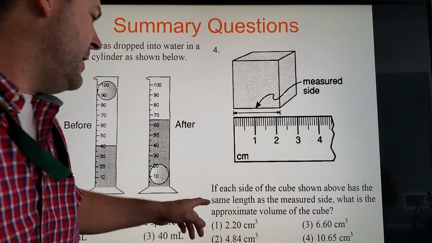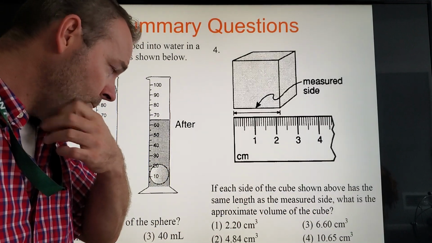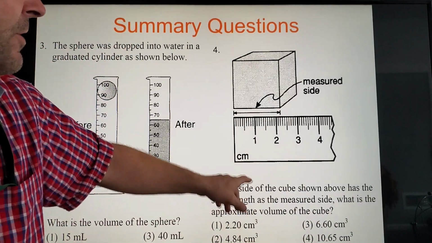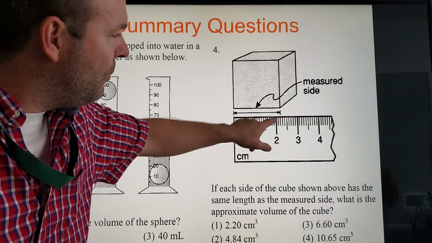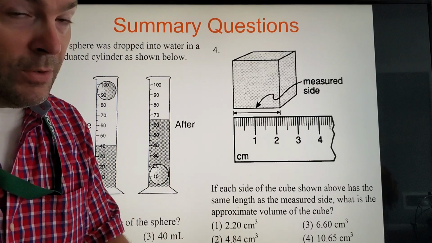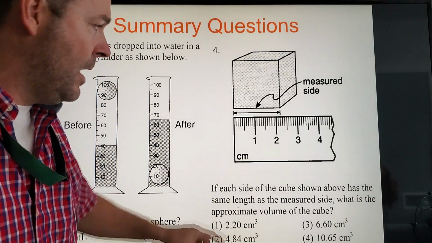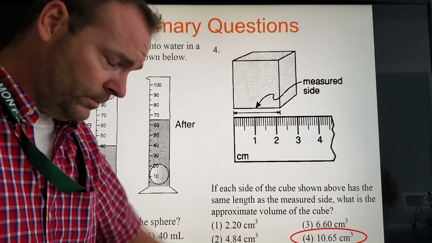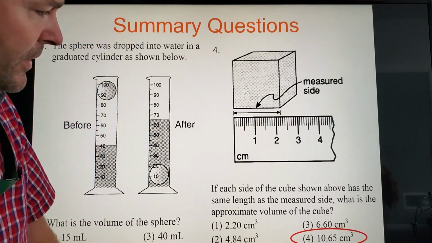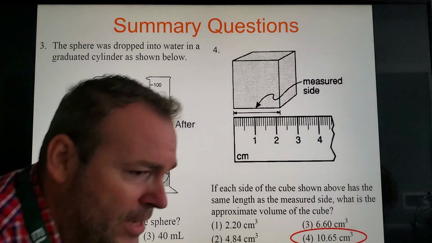Over here, it's saying if each side of the cube has the same length, what is the approximate volume? Well, this is 1.2. So you would do 1.2 times 1.2 times 1.2. Don't add them. A lot of students make that mistake. But you multiply them, and you come up with 10.65 centimeters cubed. And that's the gist for measurement.